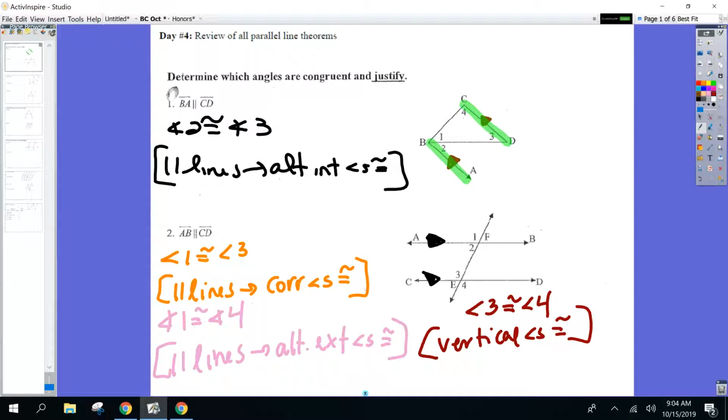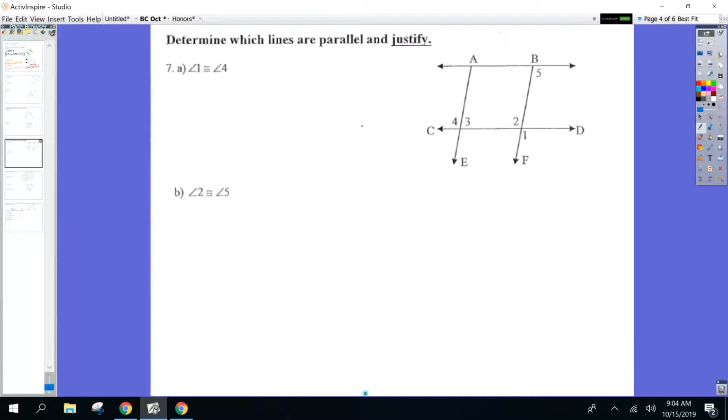All right, I want to do one more with you, and that is if I give you the angles now. So if you guys can go to number 7, A and B for me. If I give you the angles, which lines are parallel now? Like what we did on Friday. And my suggestion on Friday was highlight the angles I give you so you can see if they have a line in common or not.